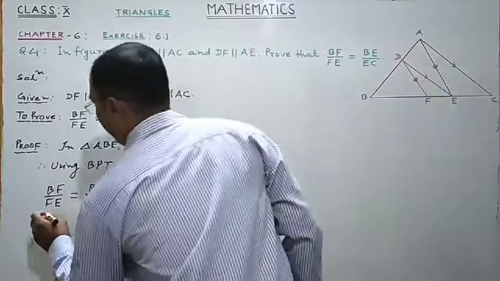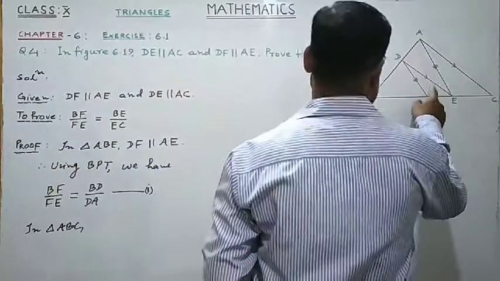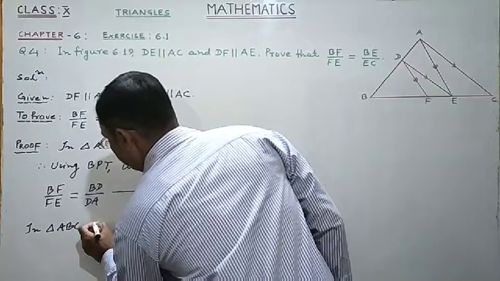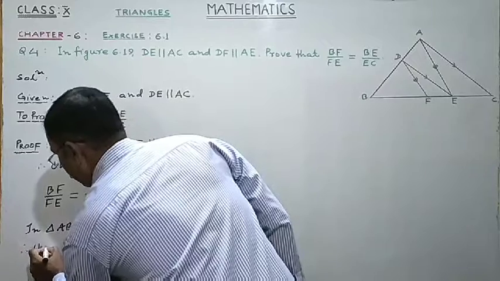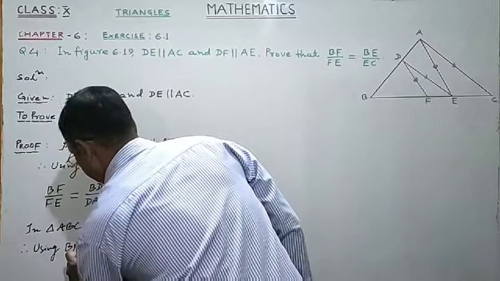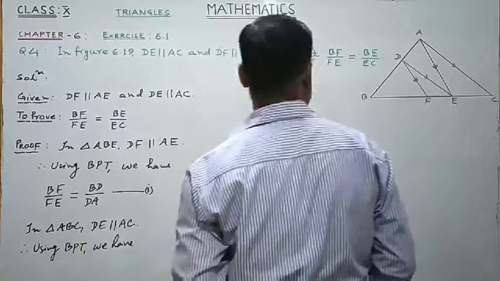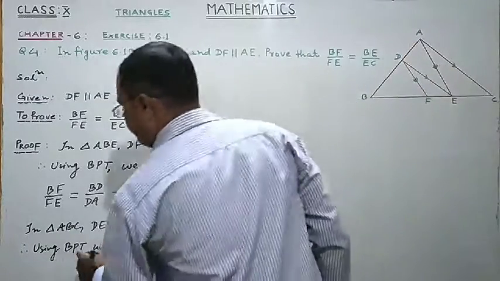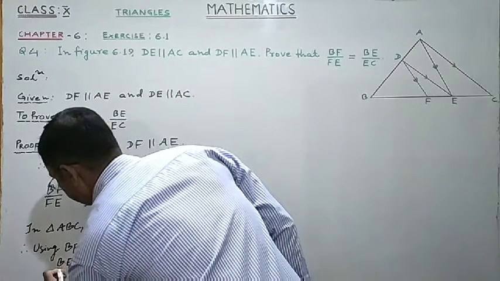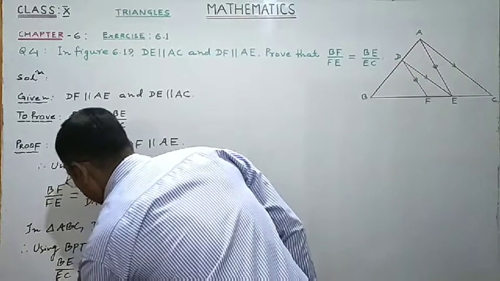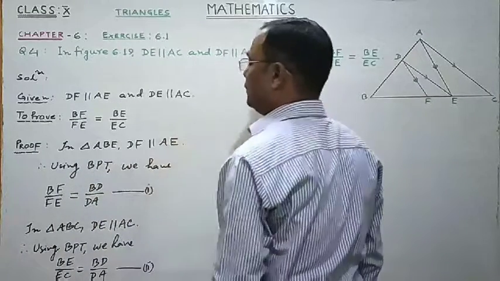In triangle ABC, DE is parallel to AC. So therefore, using basic proportionality theorem BPT, in triangle ABC, where DE is parallel to AC, we can write BE by EC equal to BD by DA, and let it be number 2.